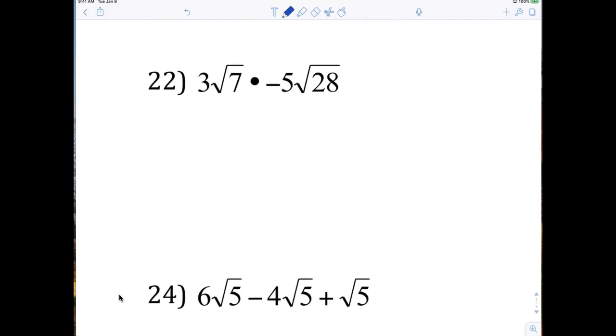Now let's see how we're doing here. What's 3 times negative 5? Okay, now please pay attention. Then it's going to be times 7 times 2, negative 210. Does everybody see that? Tell me, what's 28? Very good. And then what?